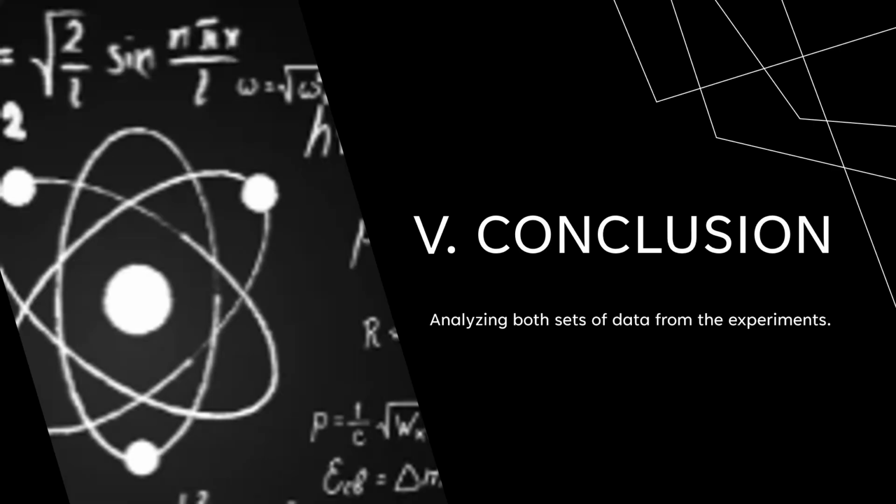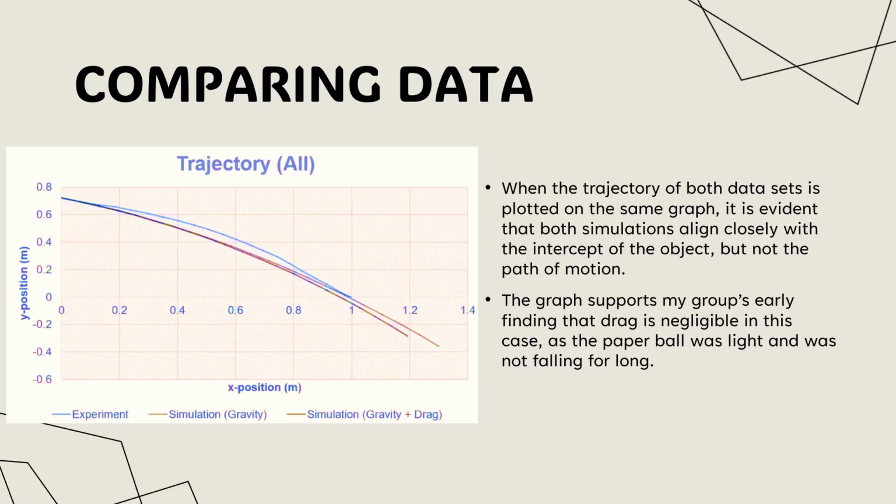What can we conclude from this lab? Comparing the data, when the trajectory of both data sets is plotted on the same graph, it is evident that both simulations align closely with intercepts of the object, but not the path of motion. The graph supports my group's early finding that drag is negligible in this case, as the paper ball was light and not falling for long.